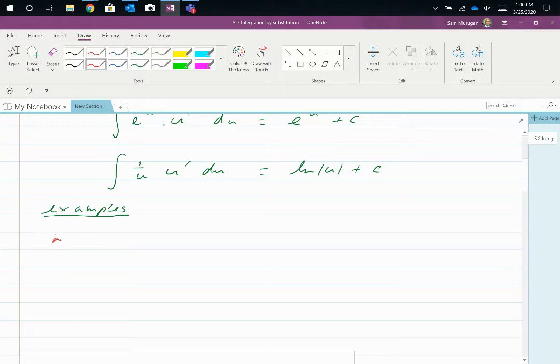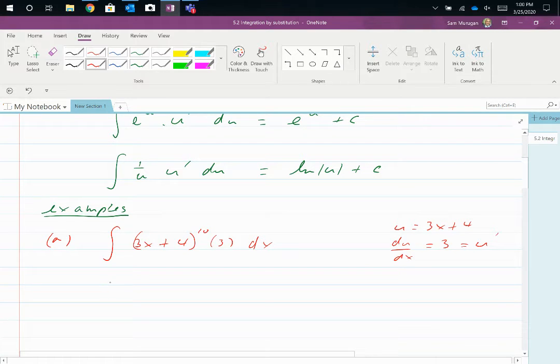1. If I'm asked to integrate 3x plus 4 to the power 10 times 3 dx, here we can consider u to be 3x plus 4. So du dx is 3, which is u prime right there.